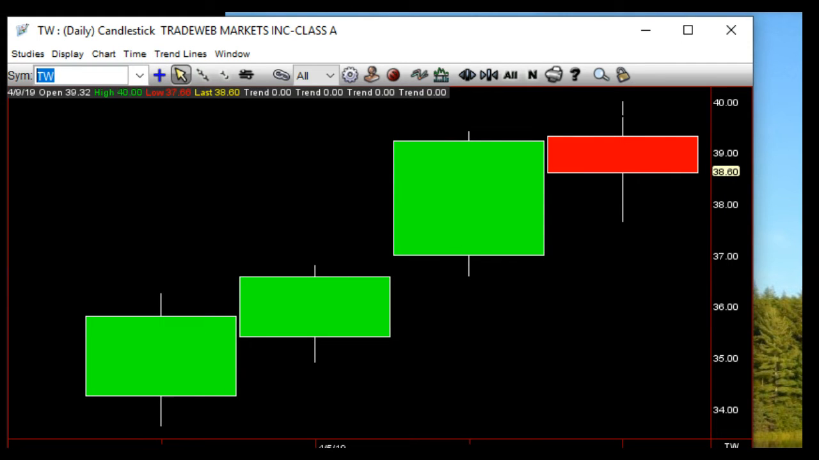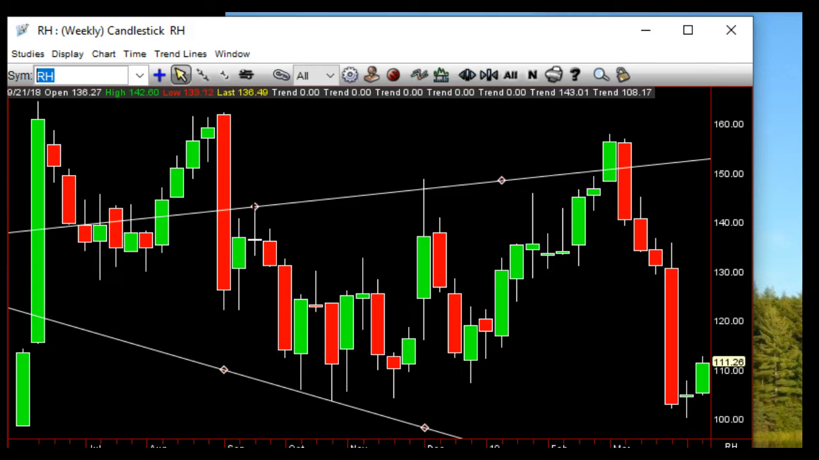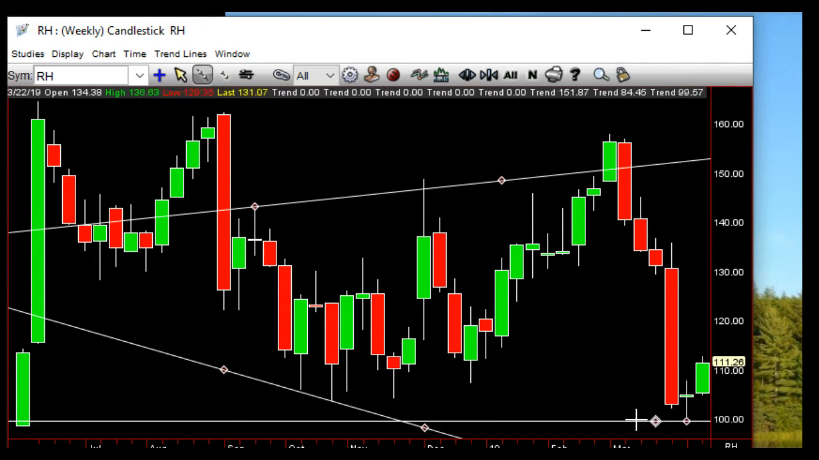And it just keeps trying to make new highs. So nothing too interesting there. It's just above last week's highs. If we go to RH, here you can go broadening formation, triangle them out, and they're gone.